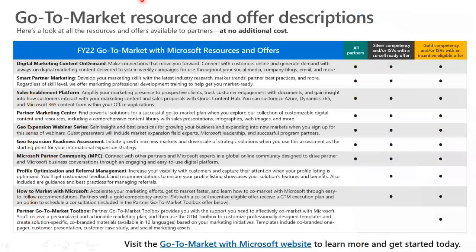In this slide, in a comprehensive view, in this link, you can find all this information. Even if you are a small partner and you want to drive go-to-market activities and utilize all resources and content already created by Microsoft, please use this content and utilize this.